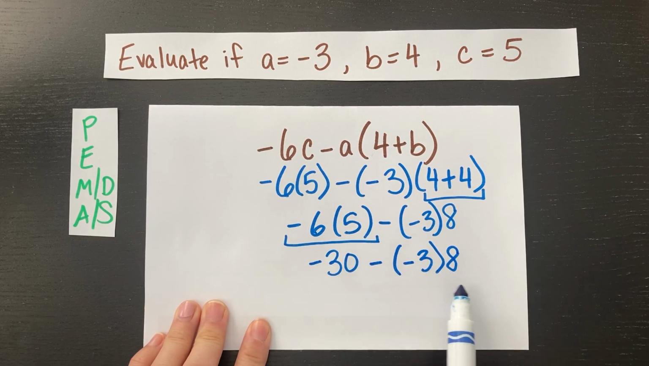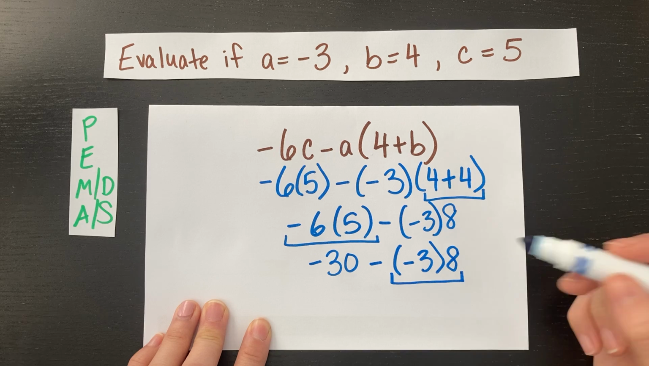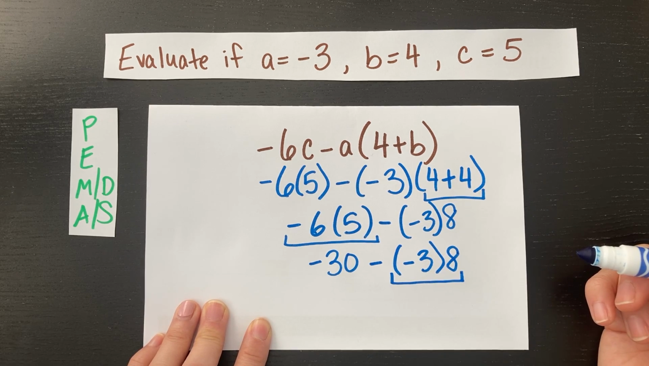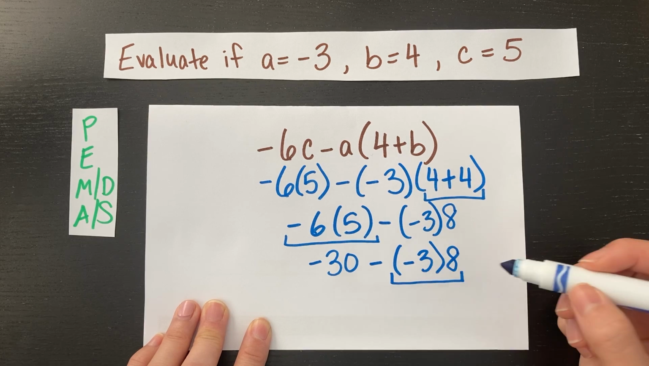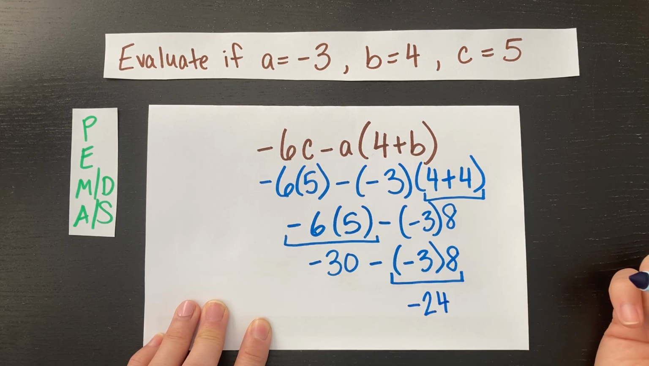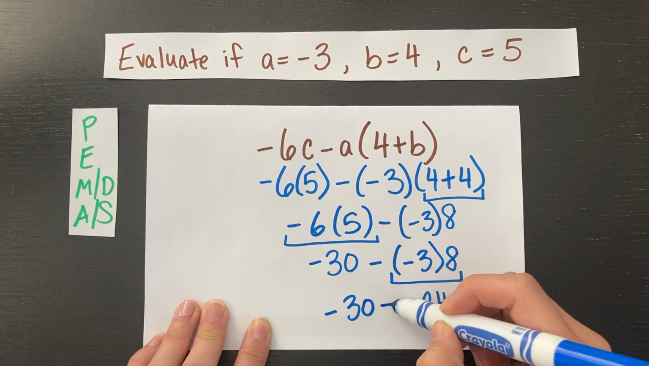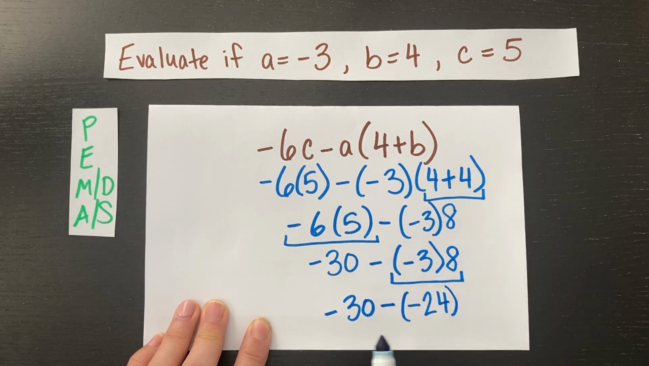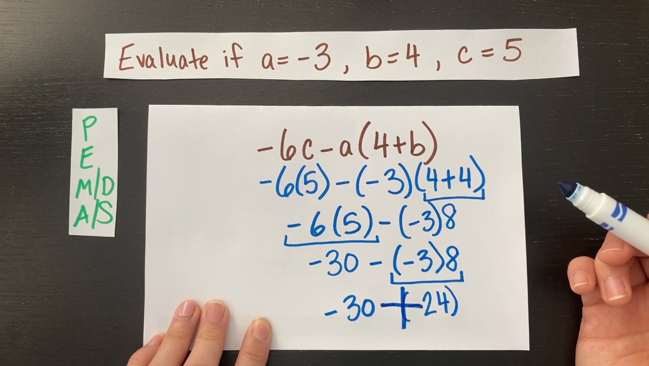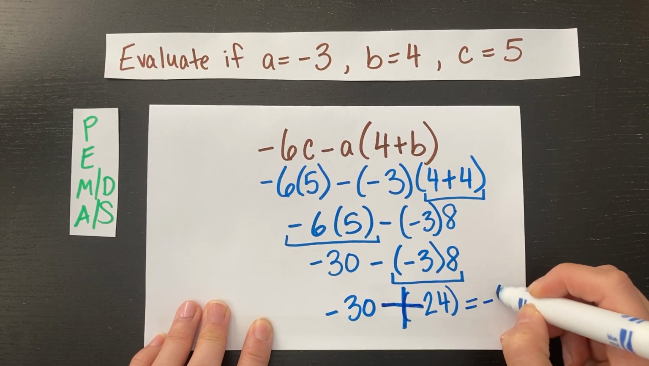We have another set of multiplication right here because we have these two numbers side by side. Negative 3 times 8. Negative times positive is a negative 24. And then I'm just going to drop everything down. Negative 30, and I'll put this in parentheses if you like. But if you see this minus and negative side by side, this is the same thing as addition. So I'm going to make this a big plus sign. Negative 30 plus 24, our answer is negative 6.